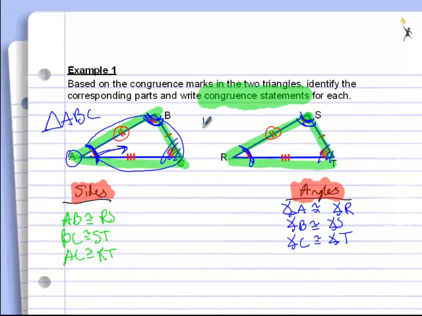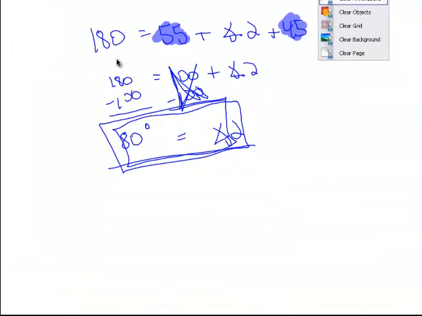If I'm going to name this triangle, I have to go in the exact same order. Start here with R, go clockwise. RST. Now what I want to show you is this.